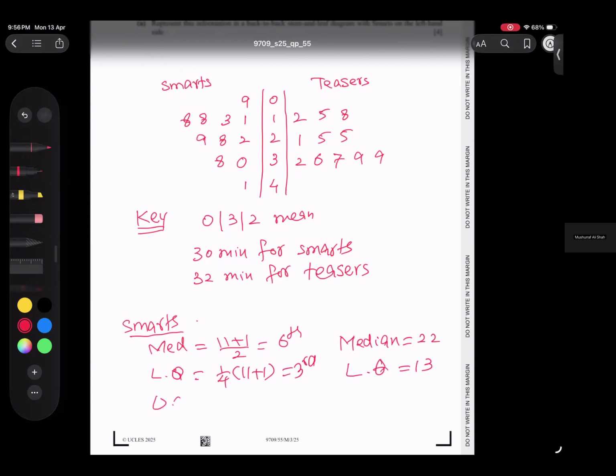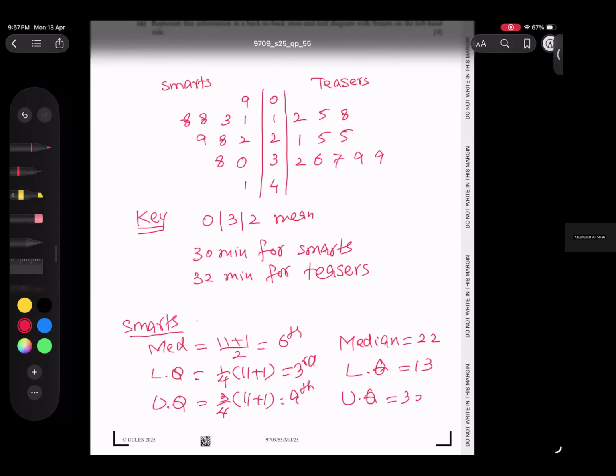Upper quartile. What is the upper quartile, students? The upper quartile formula is 3/4 of (n plus 1). So I'm getting here 12th place. So 1, 2, 3, 4, 5, 6, 7, 8, 9, 10. Wait a minute. Not 12th place, impossible. So this is coming to 9th place. Sorry, 9th place. So 1, 2, 3, 4, 5, 6, 7, 8, 9. So I got a 30.